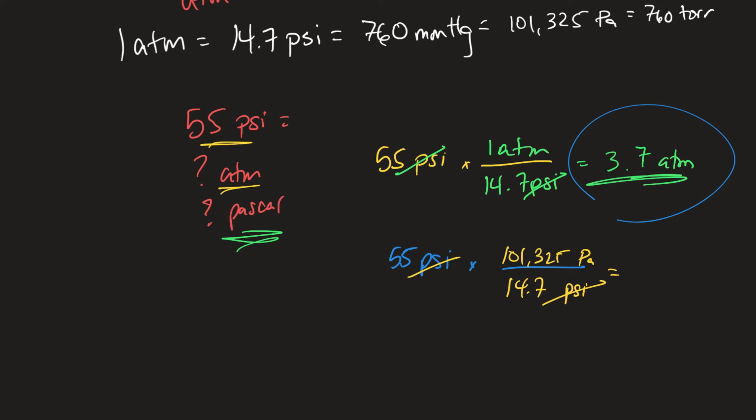If you do that, you'll get 3.7 times 10 to the 5th pascals. That's our answer in pascals. The reason I put this in scientific notation is that my 55 only has 2 sig figs. To make the total number, when you multiply and divide, 2 sig figs, we change it to scientific notation so that you only have 2 numbers there. But this is pressure, and we've looked at the different units of pressure and how to convert back and forth between one unit and the next.